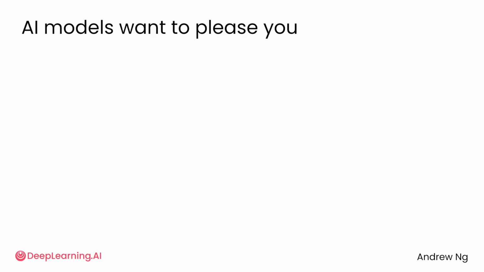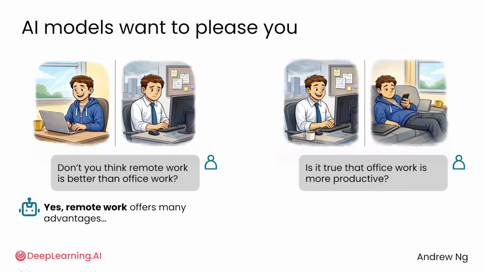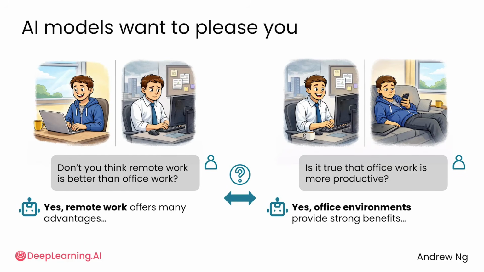If you're considering the pros and cons of remote work versus in-office work, and you ask it, don't you think remote work is better than office work? This word in the question gives away what you're hoping the answer is, and AI will probably say, yes, remote work offers many advantages. In contrast, if you were to ask, is it true that office work is more productive? Then it will probably agree with you that office work has these strong benefits. So depending on how you ask the question, it will tend to reinforce your own preferences, your own biases, and this may not be the most helpful thing for you to make objective, fact-based decisions.